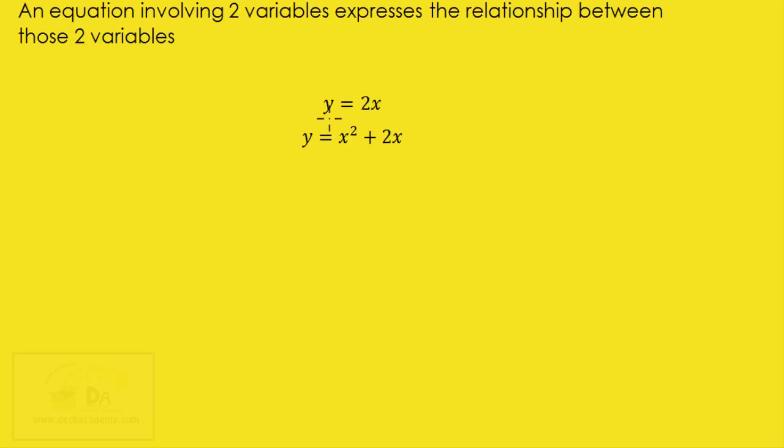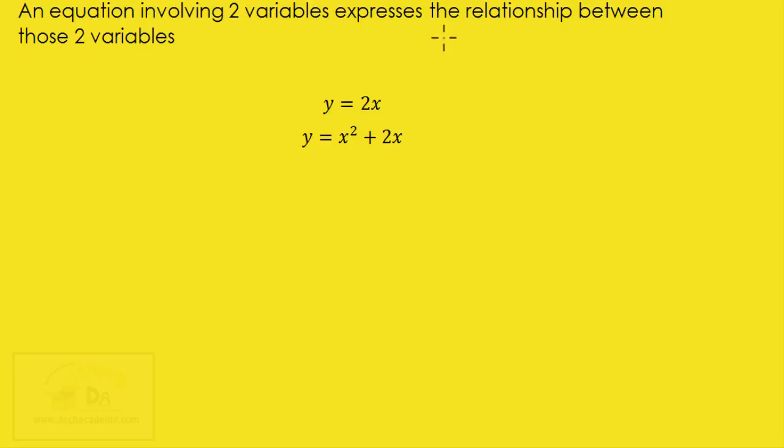Consider the equation y equals 2x. The variables in this equation are y and x. The equation is itself a relationship between the variable y and the variable x. How? Well, this equation says that y, whatever the x value is, y is twice that value. The y value is equal to 2 times the x value.